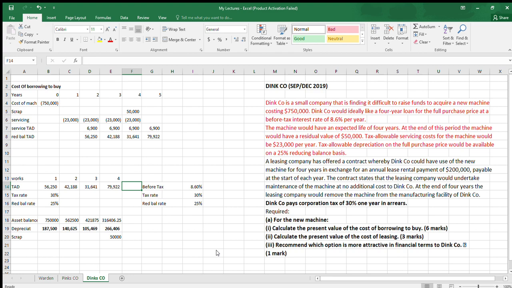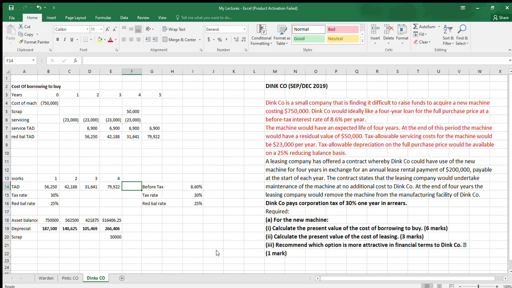This question is from Kaplan, September/December 2019. A sample ACCA exam question from Kaplan Financial. Very tricky question.